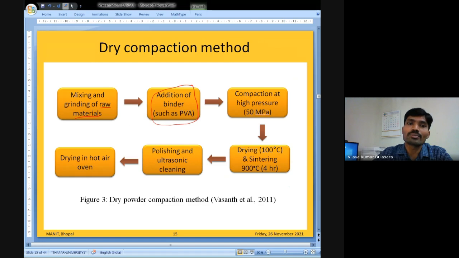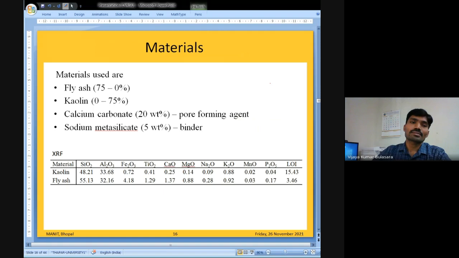Then we add binder, that is PVA, polyvinyl alcohol polymer, as the binder for making ceramic membranes using the dry compaction method. Then this mixture is subjected to high pressure compaction, that is 50 megapascal or higher. Remaining all steps are the same as in the case of the paste casting method. So the difference is in these two steps. Now the materials which we have chosen are fly ash and kaolin.